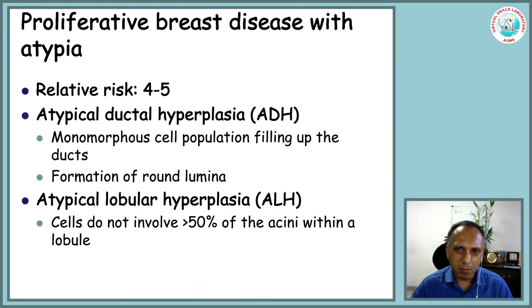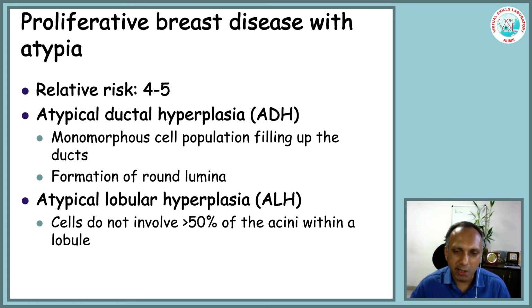Now there is atypical proliferative breast disease, with atypia, which has a higher relative risk. That means a 4 to 5 times increased risk of having carcinoma as compared to a breast without this lesion. There are two main types of proliferative breast disease with atypia. One is atypical ductal hyperplasia, where you have a monomorphic cell population filling up the ducts, and it differs from usual ductal hyperplasia for two reasons. One, they are monomorphic. Secondly, there is formation of round lumina as compared to the irregular elongated luminal spaces seen in usual ductal hyperplasia.